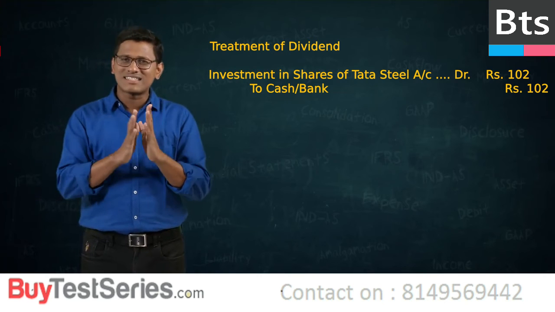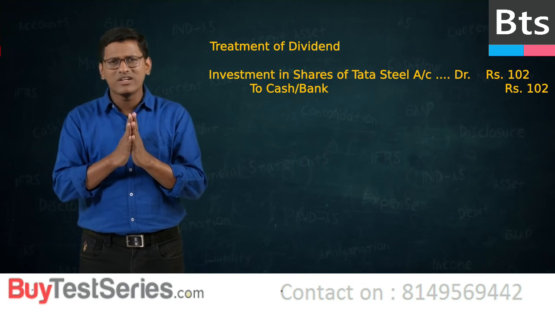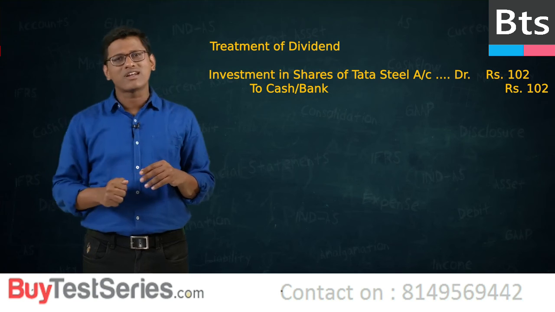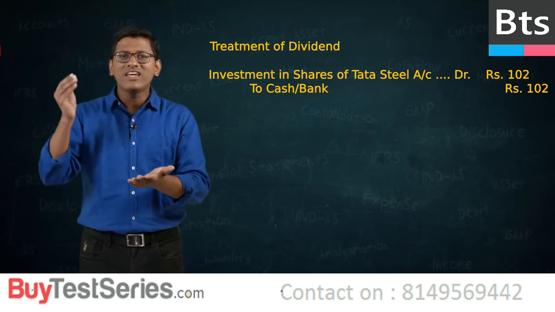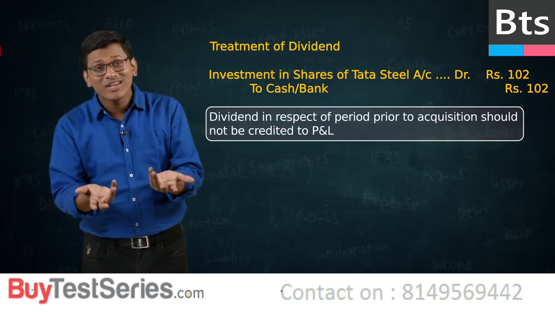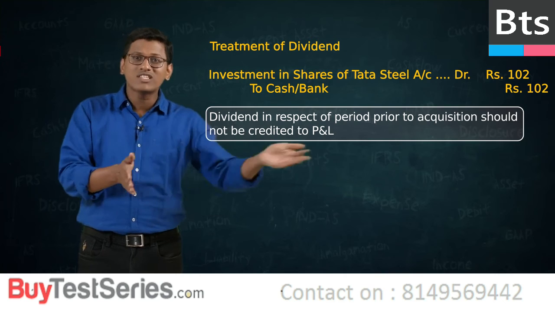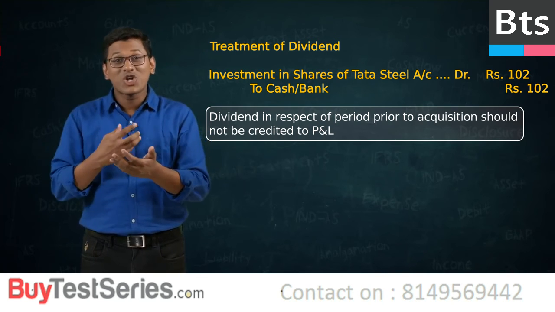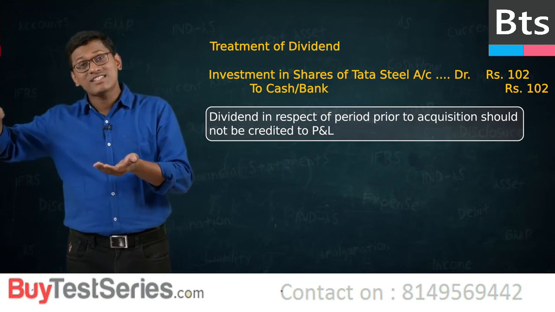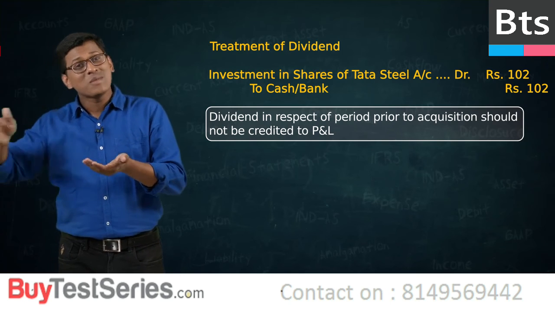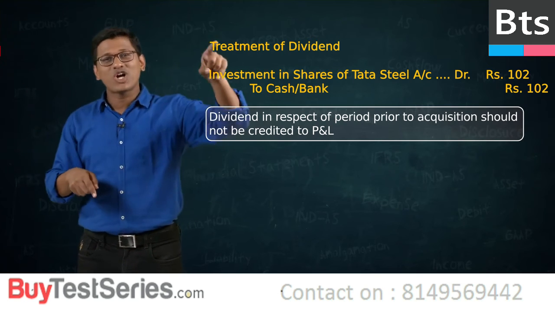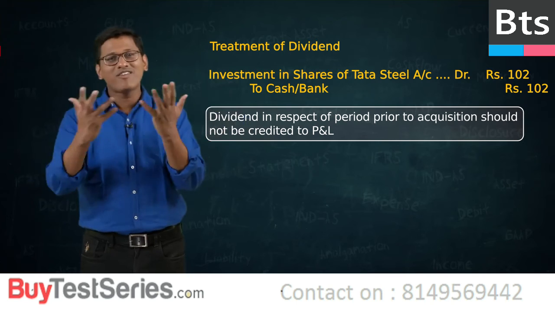Now, what does the accounting standard say? How much did you receive? 1 rupee dividend you received. Okay, fine. That 1 rupee dividend, you should not credit it to P&L account. Why? You are receiving an amount as benefit for a period when you are not the owner. If you are getting benefit for the period when you are the owner, you can say it is your income. In this case, you purchased on 1st of February, but this dividend is up to 31st of December of last year. So that amount of dividend is not earned by you. If it is not earned, it should not go into P&L. If it should not go into P&L, where should it go?